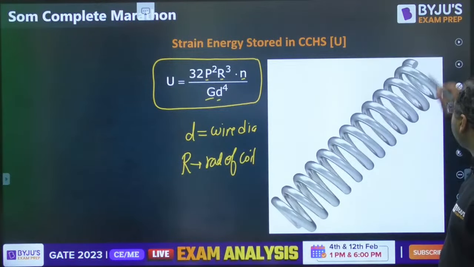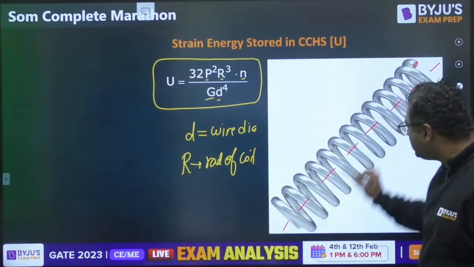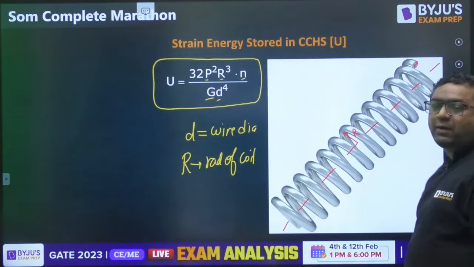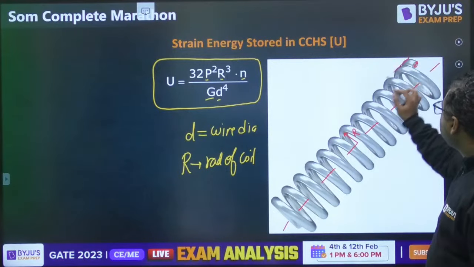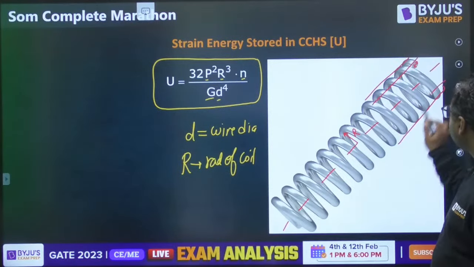So my dear, wire diameter is this. And if you see the central axis, then this is the radius of the coil. And we are talking about the mean radius. Like if you take outer to outer, this is the outer diameter. If you take inner to inner, it is the inner diameter.